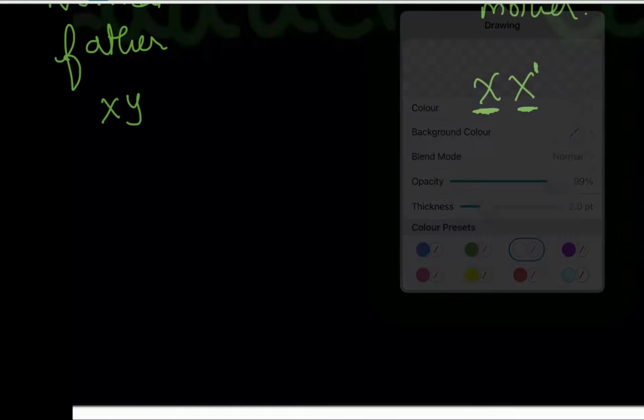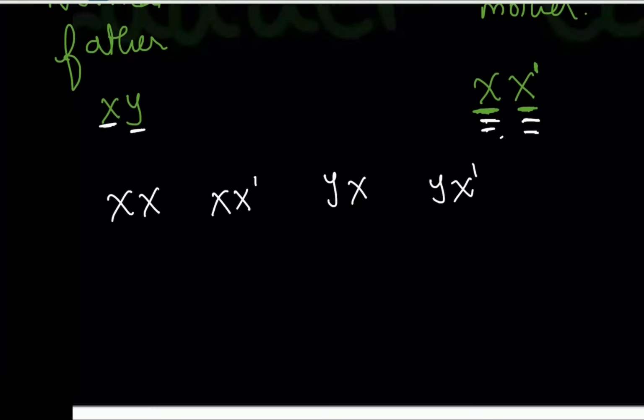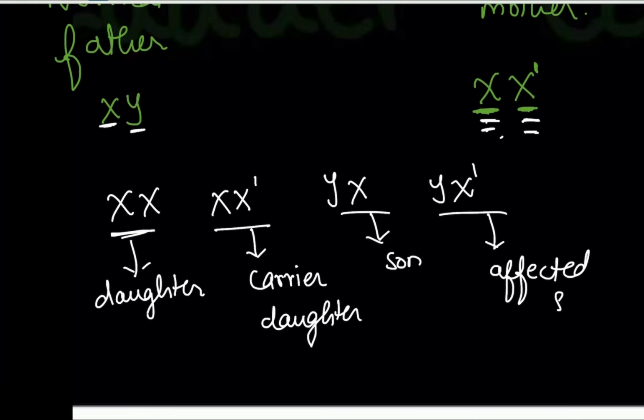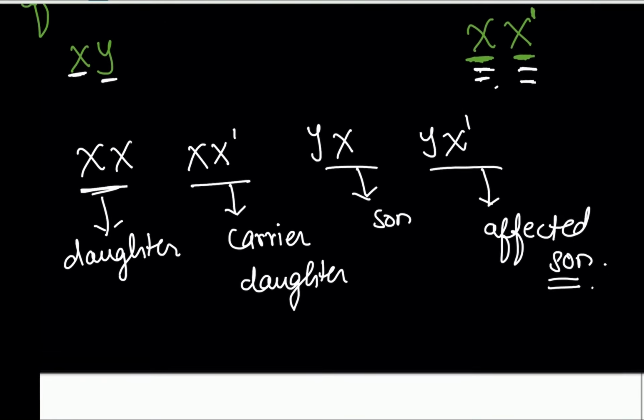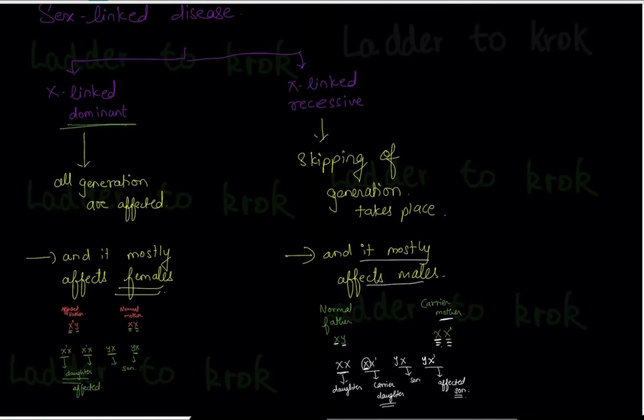So let's make the possible combinations. This X of father can make a pair with the normal X of mother or the affected X of mother. So let's make the combinations. This Y of father can make the combination with the normal X of the mother or the affected X of the mother. So you can see this is daughter. This is a carrier daughter. This is a son. And this is the affected son. So here I said that mostly males are affected in X-linked recessive.